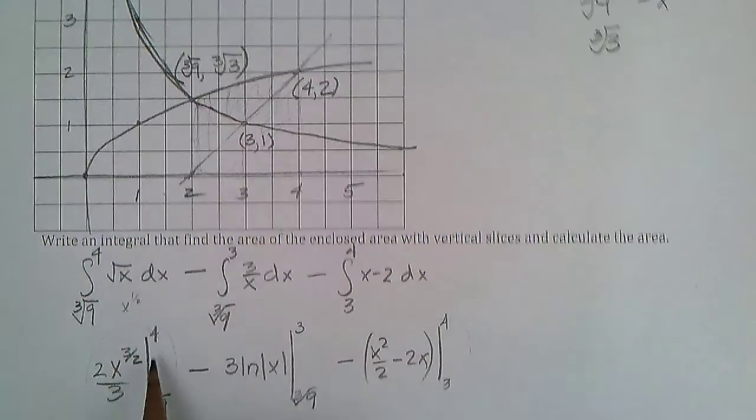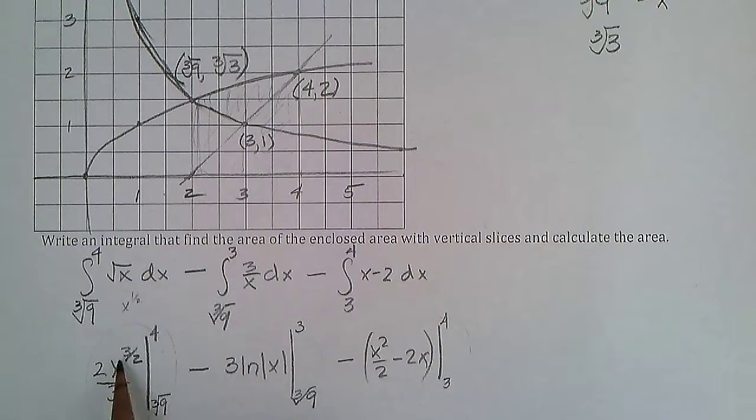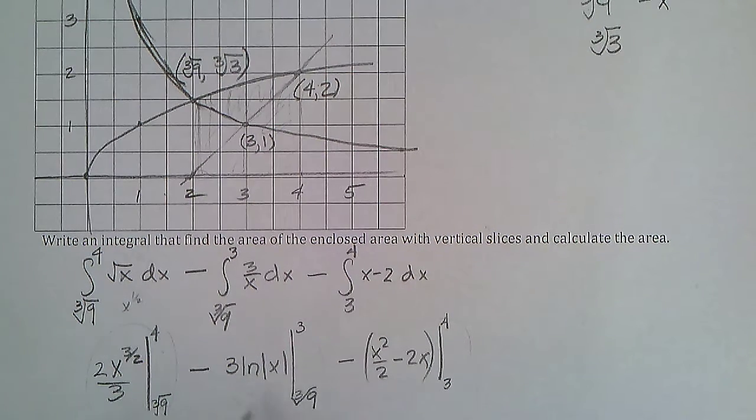So we get, if we put 4 in there, we get the square root of 4 cubed, which is 8 times 2 is 16 thirds, minus, if we put the cube root of 9 in there and cube it, we get 9. And take the square root, we get 3 times 2 is 6 over 3, which is just 2.